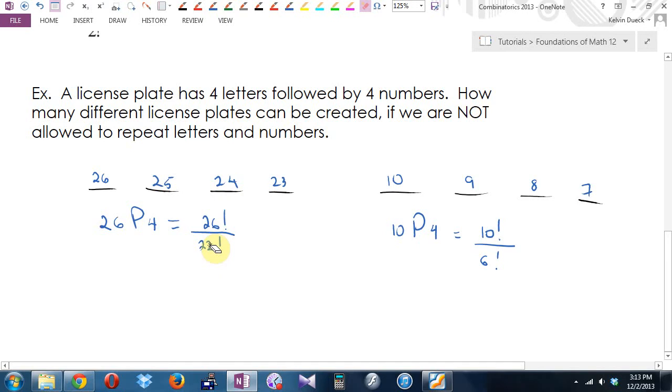You're looking very confused, and you muttered a bad word without actually saying it out loud, but I read your lips. Rosanna, what's your question? How did you get 26 over 22?